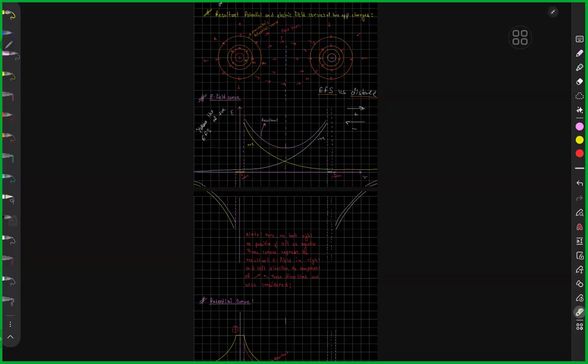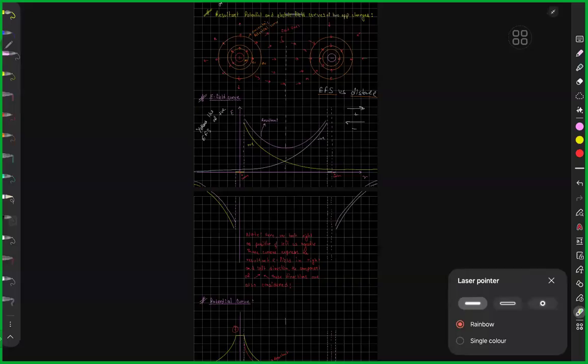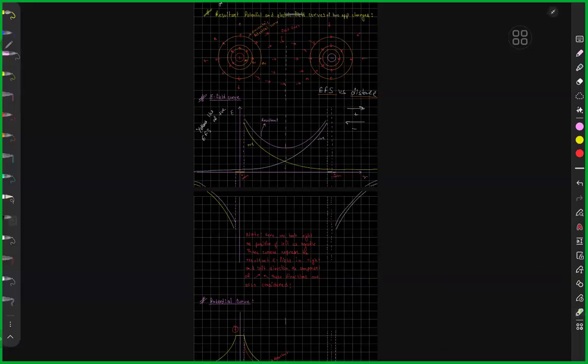Any confusion till now of this? Do you get it? Should I move on to the next thing? Or do you want me to re-explain this? A bit tricky. Yeah, it is a bit tricky here.